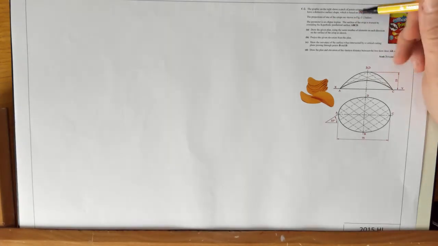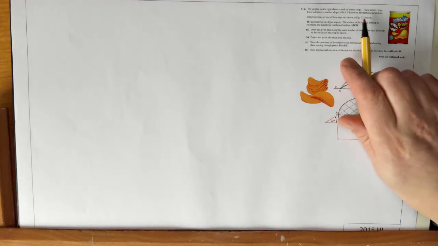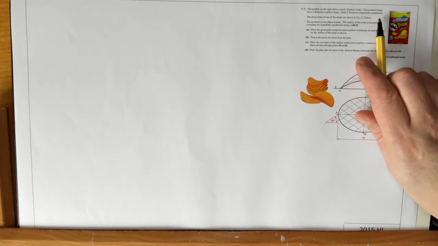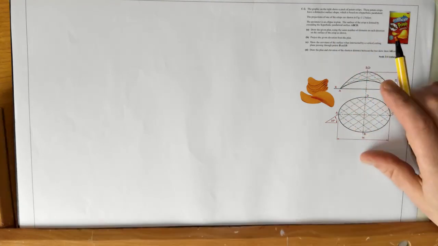So they say this one is based on a Pringle. This is the first one we've extended, but hopefully it'll become a bit more obvious as we go along. Now, we'll just read the question. It says, the graphic on the right shows a packet of potato crisps. The potato crisps have a distinctive surface shape which is based on hyperbolic paraboloid. When you look at it, you wouldn't think so, but it actually is based on a hyperbolic paraboloid.